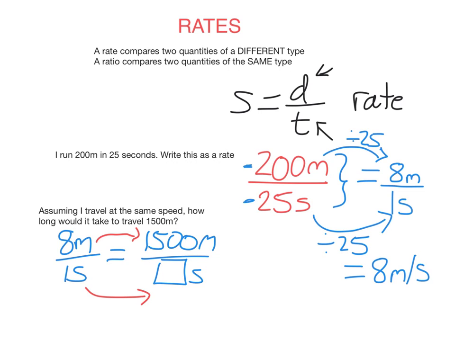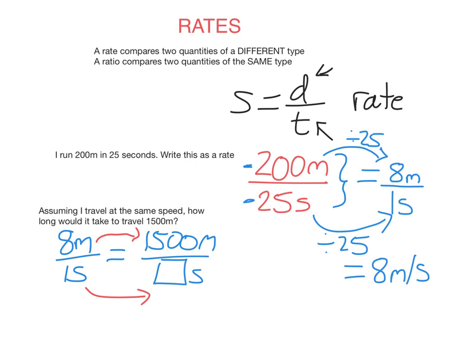So I've gone 8 meters per second, and I've got to find what do I do to 8 meters to get 1500 meters. So what do you times by 8 to get 1500? Well, if you don't know that, which is fine, you just put in your calculator 1500 divide 8.